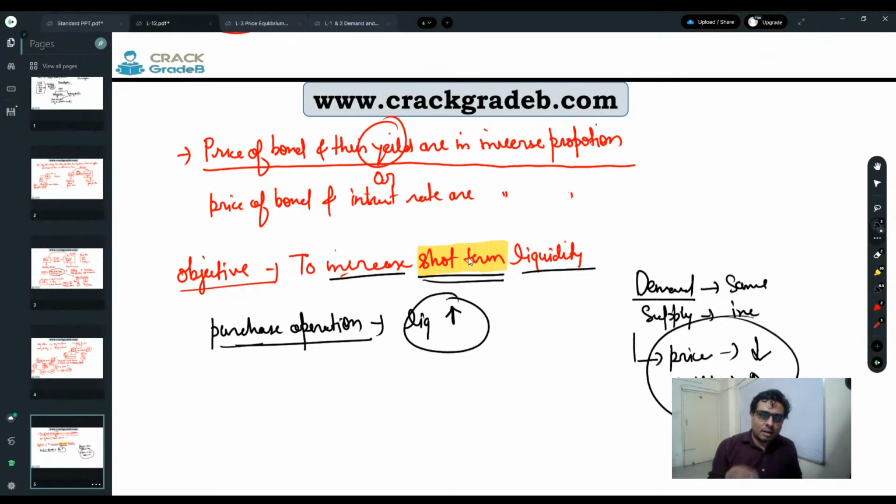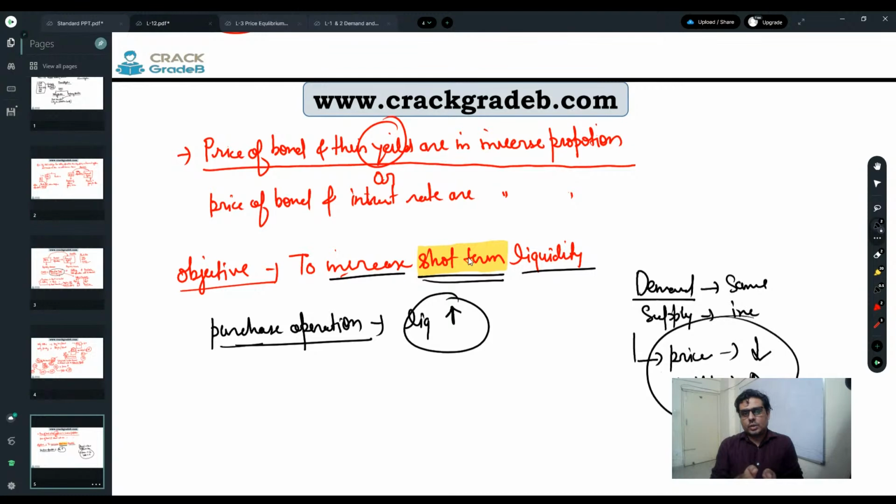So it is a little bit complicated. If you didn't get that, I'll explain it again. But as of now, just keep this thing in your mind. When we go for a short term liquidity increase, we will use this operation twist.